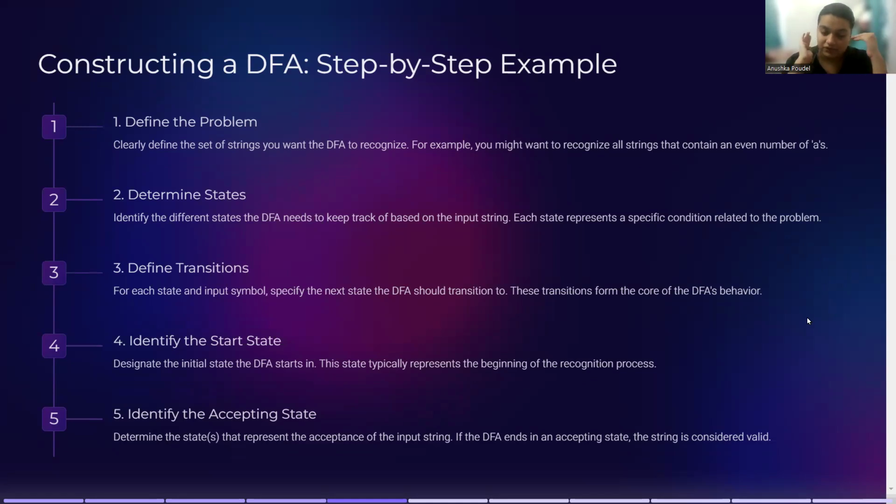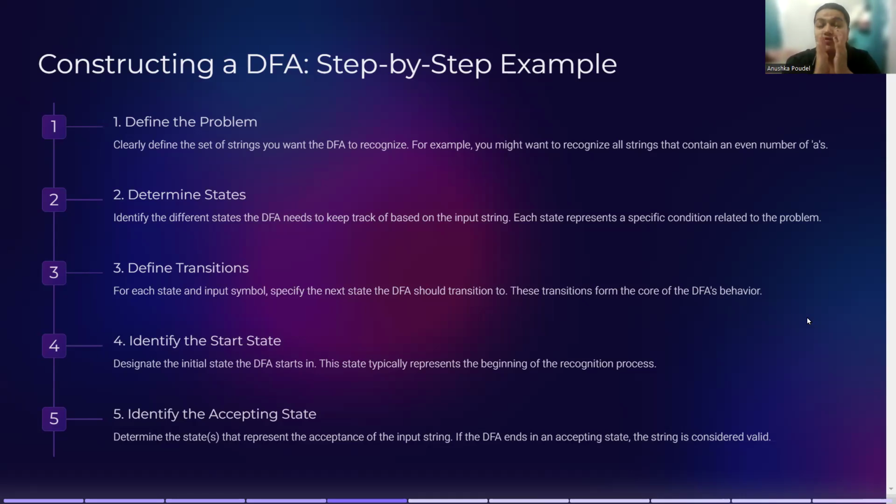Now, whenever we start, you will have an initial and a final state. At times, you will not even require the intermediate states. However, if you have them, make sure to determine those states well in hand as soon as you get the question. Define transitions. For each state and input symbol, specify the next state the DFA should transition to. These transitions form the core of the DFA's behavior. So all of this is important for the DFA's behavior.